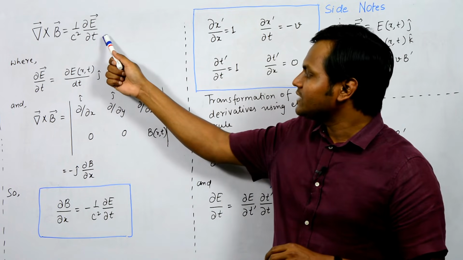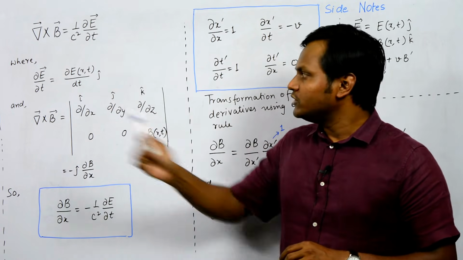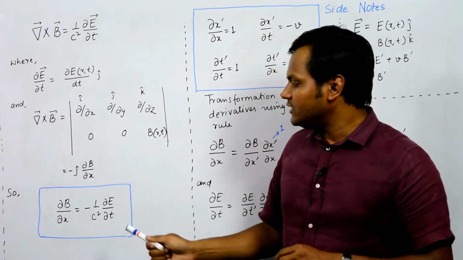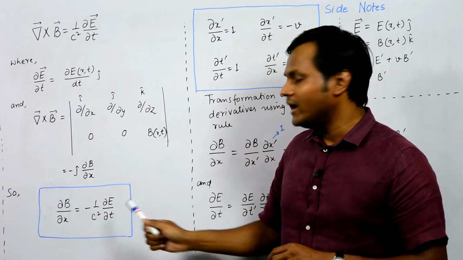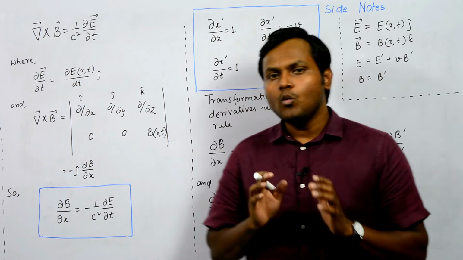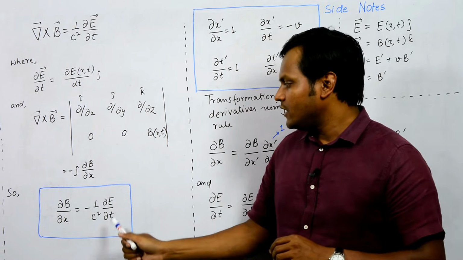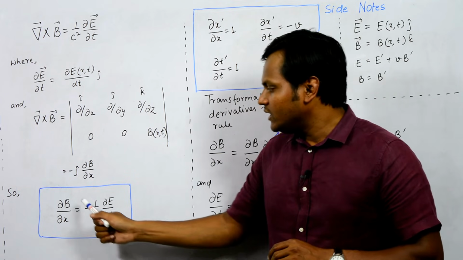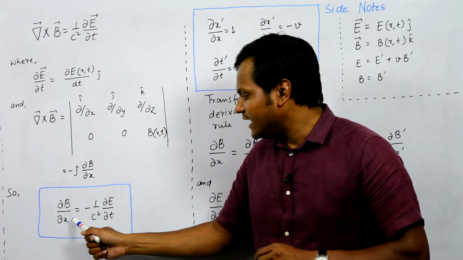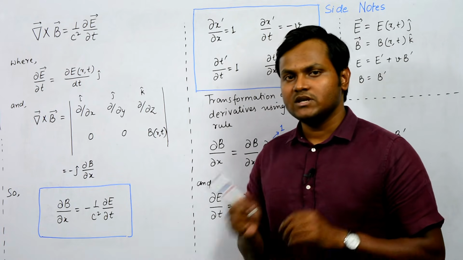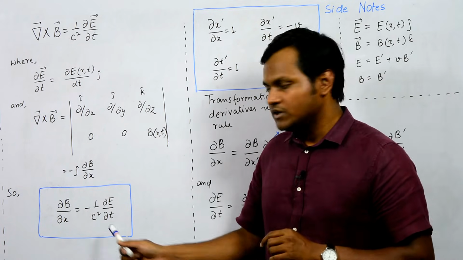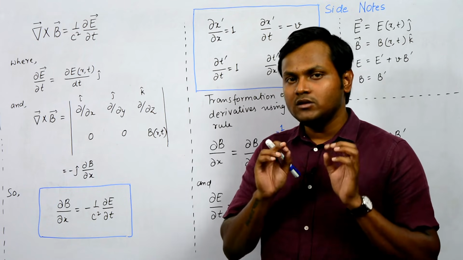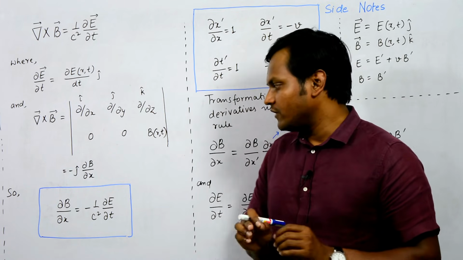So this Maxwell's equation, for this particular case of electric and magnetic field, transforms into del B by del x is equal to minus 1 by c square del E by del t. Now what we want to see here is that since we have B, E, x and t, this is the Maxwell's equation in the S frame of reference. So this is the Maxwell's equation which is being observed by the observer in the S frame of reference.